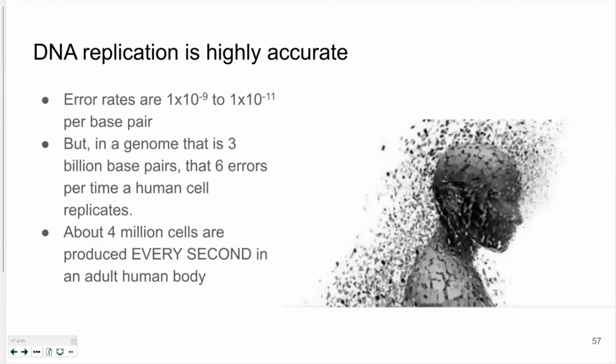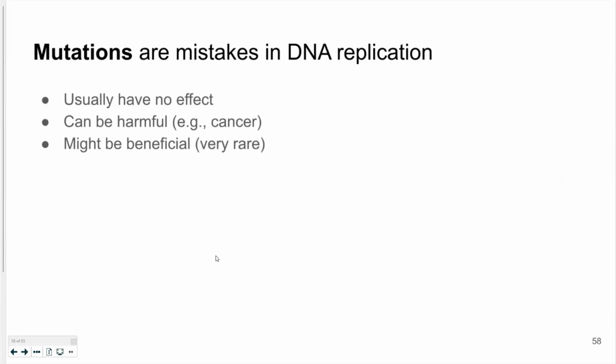DNA replication is incredibly accurate, but mistakes still occur. Even with an extremely low error rate, the enormous size of the human genome means that errors occasionally slip through. Mutations are changes in the DNA sequence. Most have little or no effect, some are harmful, and a few may be beneficial and contribute to evolution.